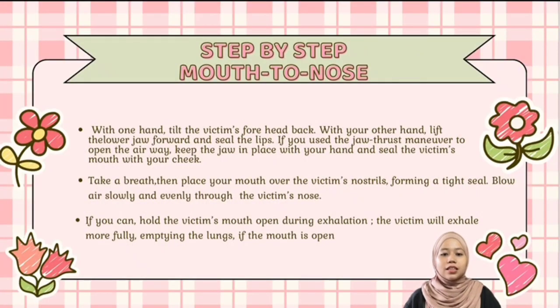With one hand, tilt the victim's forehead back. With your other hand, lift the lower jaw forward and seal the lips. If you use the jaw thrust maneuver to open the airway, keep the jaw in place with your hand and seal the victim's mouth with your chin. Then, take a breath, then place your mouth over the victim's nose, forming a tight seal, and blow slowly and evenly through the victim's nose. If you can hold the victim's mouth open during the exhalation, the victim will exhale more fully, emptying the lungs if the mouth is open.